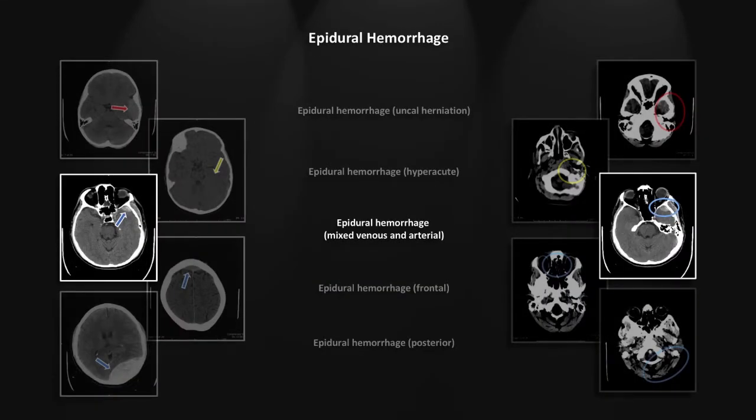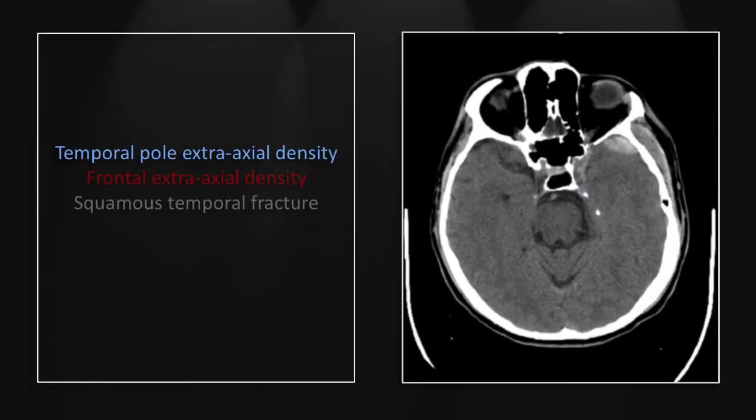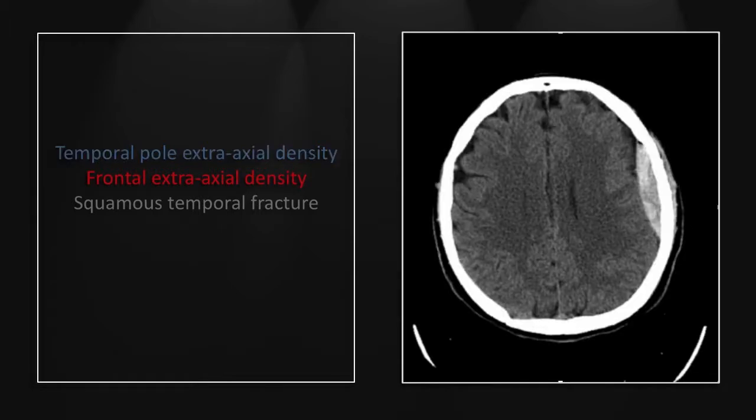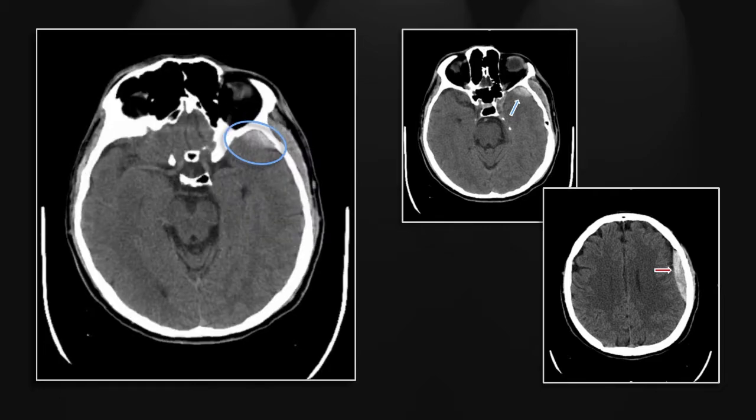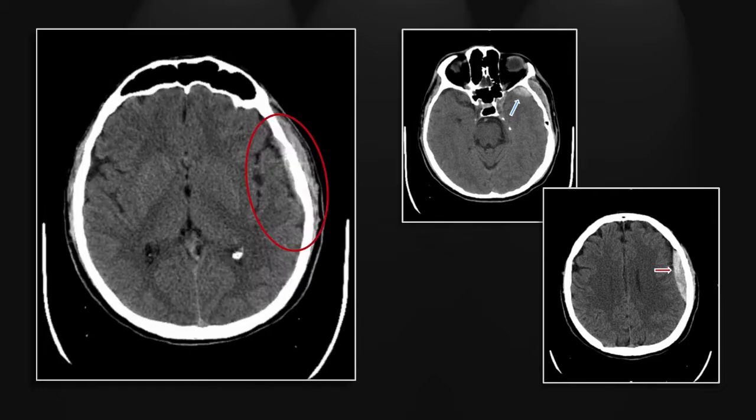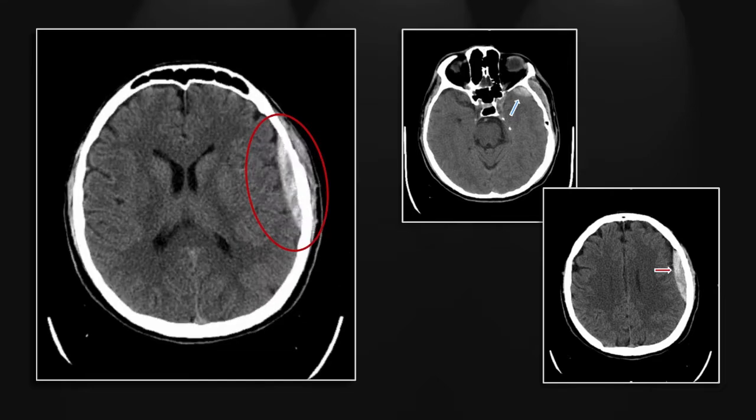Our next case is of mixed venous and arterial epidural hemorrhage. This is the venous component in a typical location overlying the temporal pole. This is due to injury to the adjacent sphenoparietal sinus. This patient also has an arterial hyperdense epidural hemorrhage located more superiorly. There is the venous component, which differs in density from the adjacent hyperdense arterial epidural hemorrhage.